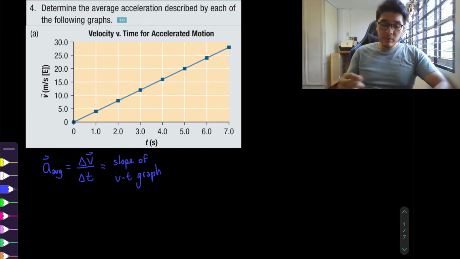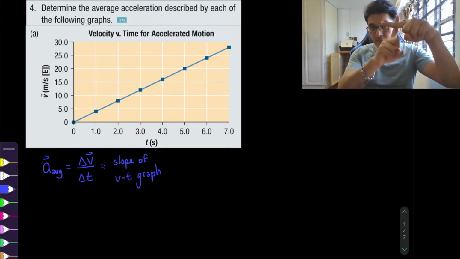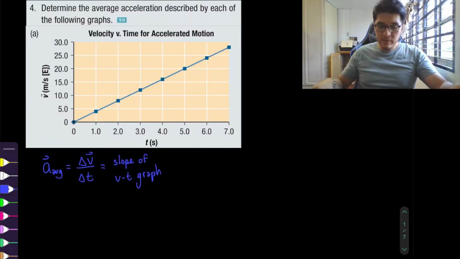So notice that in this question, we're given a VT graph, so all we have to do is calculate the slope of the given graph. Now, one strategy that we should use is to try to pick nice points. What I mean by nice points is you want to pick points that line up nicely on the grid, not the ones that are off the intersection of the grid lines, but right at the grid line. So let me show you on the screen what I mean by that.